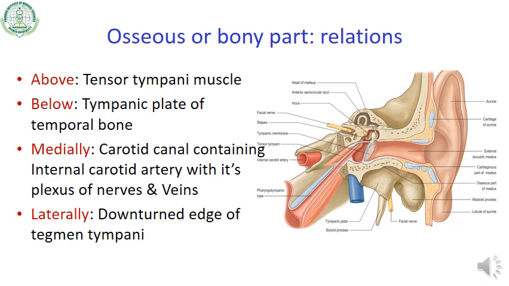Laterally you can see there is a downturned edge of tegmen tympani. Again, tegmen tympani is a part of the petrous bone. So these are relations of the bony part or the osseous part.